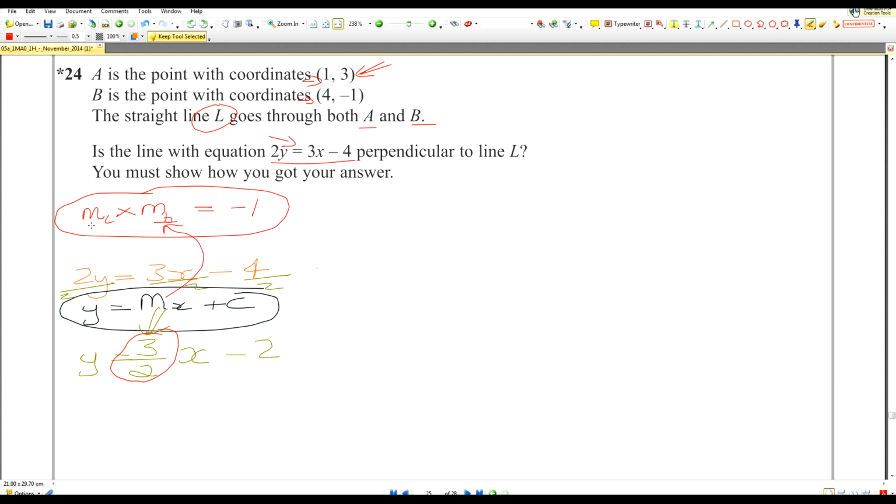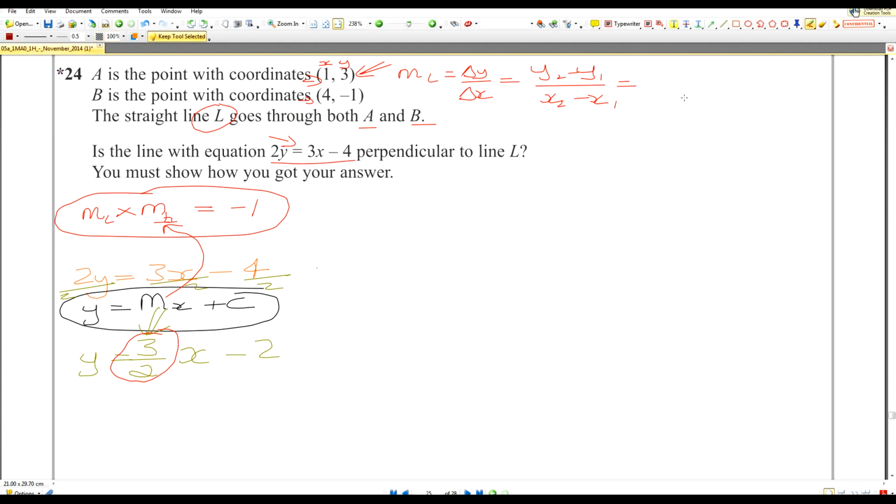We now need to work out the gradient of these 2 points. Now, this is the x value, this is the y value. In order to work out the gradient m of the line L, it is equal to the change in the y values divided by the change in the x. We can say it as y2 minus y1 divided by x2 minus x1. So if we take the top ones as y2 and y1, and x2 and x1, we can do it quite nicely and quite easily.